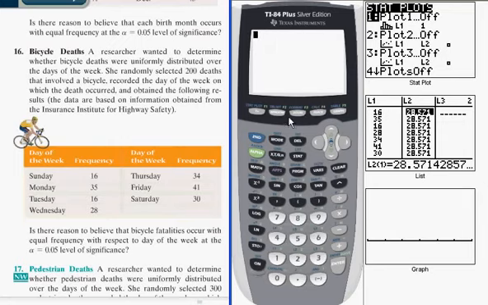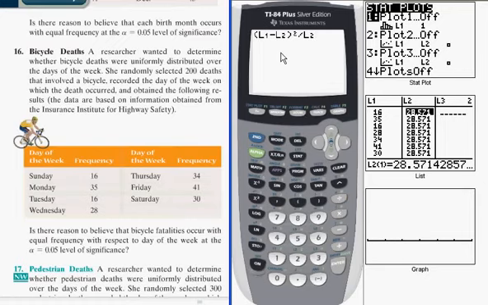Now what I want to do is to compute the (O minus E) squared divided by E value for each set of data, for each category. And I can do that using lists in this way. I'm going to enter that expression using parentheses, second L1, which are my O values, minus second L2, which are my E values. I'm going to take that difference and square it, and then divide by the E values.